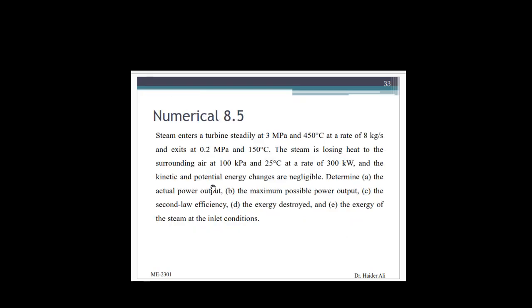Moving forward to another numerical, we have steam entering a turbine steadily at 3 megapascal and 450 degrees Celsius at a rate of 8 kilograms per second. Exit conditions are 0.2 megapascal and 150 degrees Celsius. The steam is losing heat to the surroundings at 100 kilopascal, P naught, and 25 degrees Celsius, T naught, and the rate is 300 kilowatt, and the kinetic and potential energy changes are negligible. Determine the actual power output, the maximum possible power output, the second law efficiency, the exergy destroyed, and the exergy of the steam at the inlet condition.